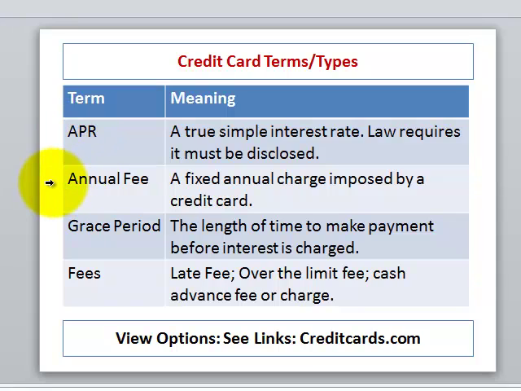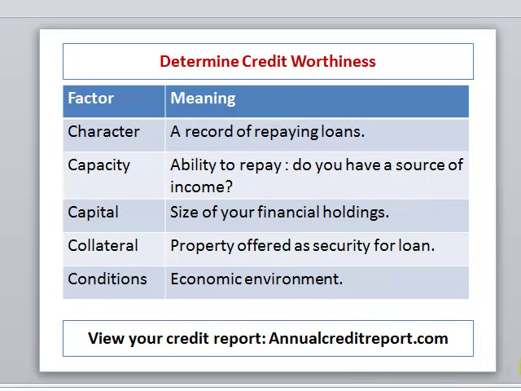Other items are annual fees, which is a fixed charge regardless of how much you use the credit card. The grace period is the length of time before interest starts being charged. Generally, it's 20 to 30 days before interest gets charged. And then there's all sorts of fees associated with credit cards. There's late fees, over-the-limit fees, cash advance fees. You want to understand and compare all these variables to decide which credit card, if any, is right for you. And again, there are great links. Creditcards.com allows you to compare them all. There are links on the Blackboard site.